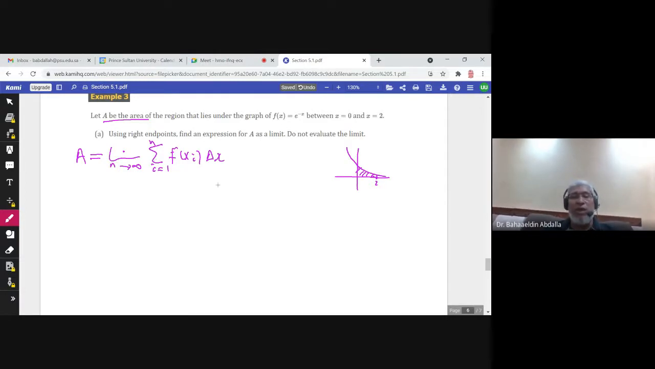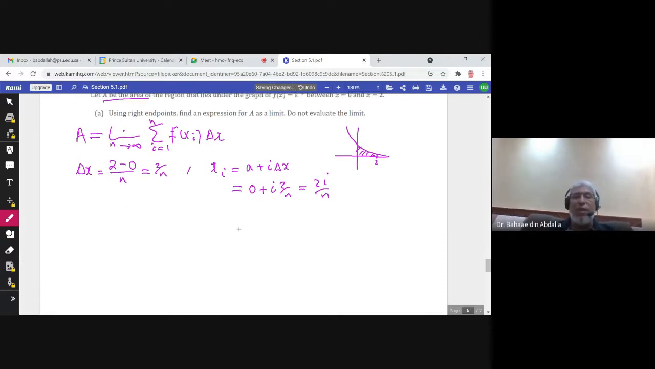Good. Let us start with delta x. Delta x is b minus a over n. Well, b is 2, a is 0, so 2 minus 0 over n. So delta x is 2 over n. What is xi? If you remember, xi is a plus i times delta x. We have just seen this. A is 0, plus i times delta x, which is 2 over n. So in fact, xi is 2i over n.